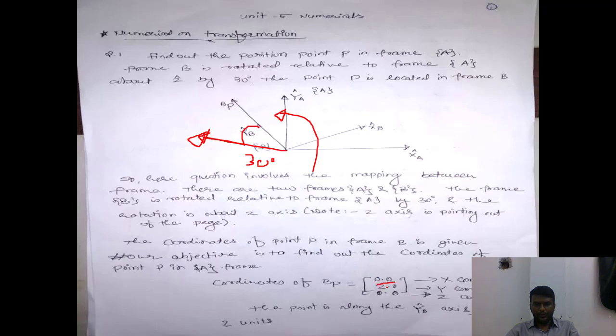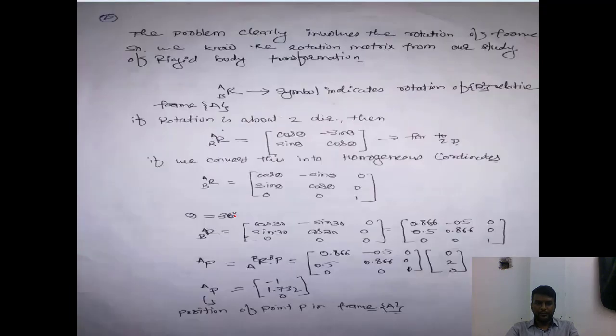The known position is 0, 2, 0, the x, y, z coordinates of this point. After the rotation, what are the coordinates that we want to know? It is rotated in frame B relative to frame A. Frame A is fixed, frame B is rotating. So we know the rotation matrix about the z direction: cos theta, minus sin theta, sin theta, cos theta. This is the matrix we already know.